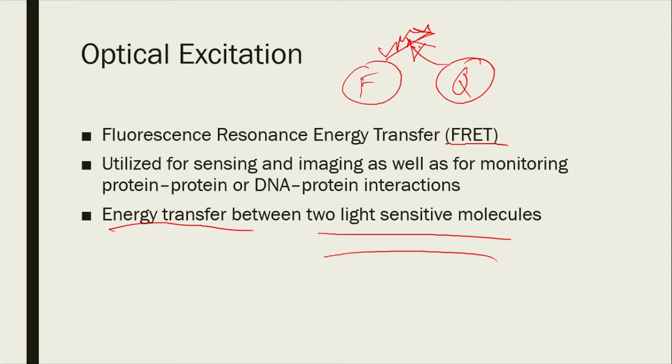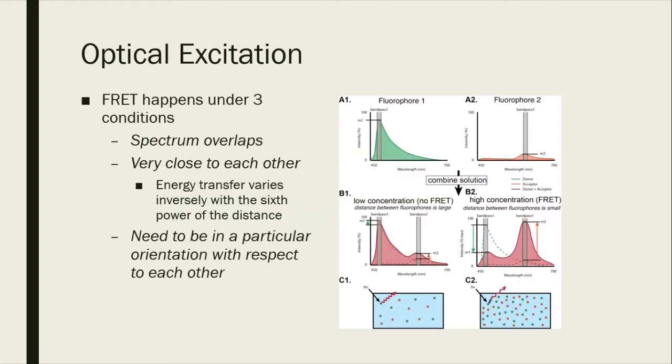A quencher is also light-sensitive in a way that they will absorb light, right? Alright, so FRET happens under three conditions. First, there should be a spectrum overlap. So spectrum, we're talking about light spectrum, like nanometer. Things need to be close.